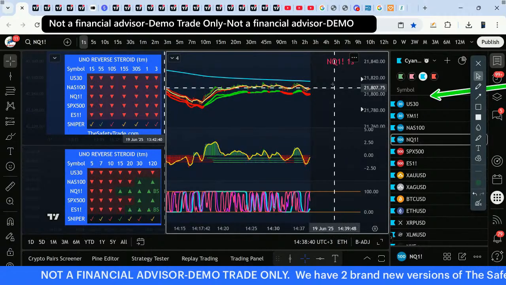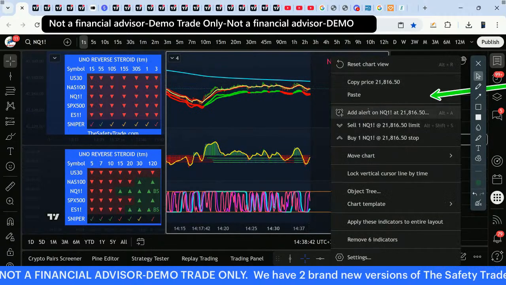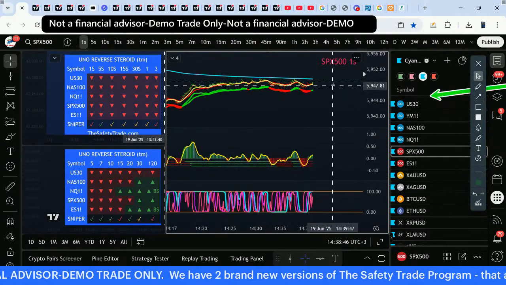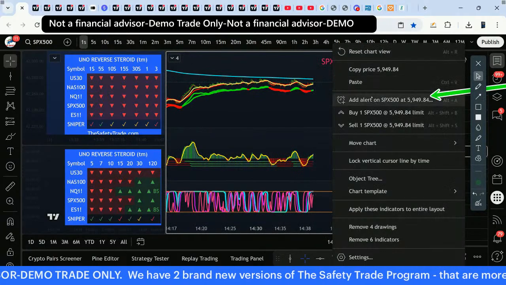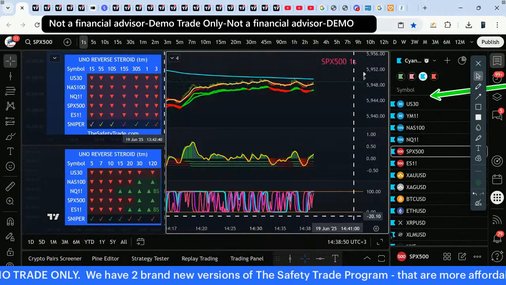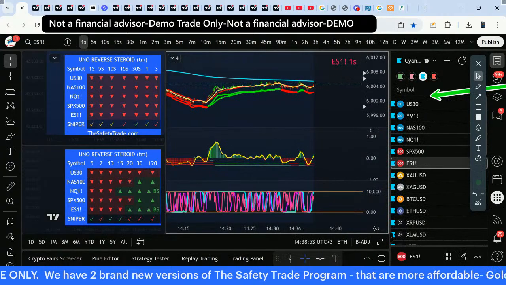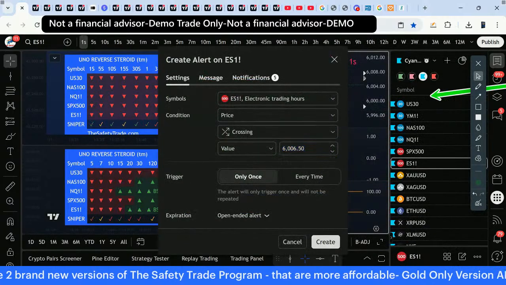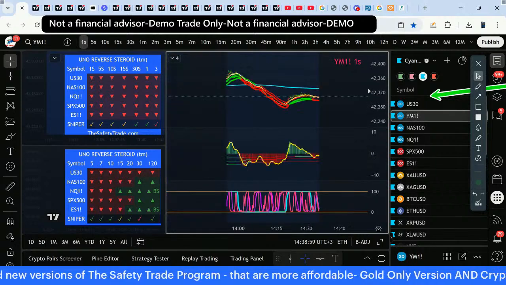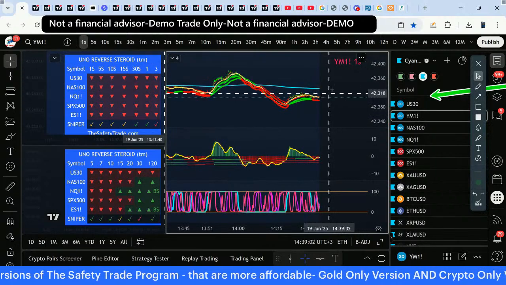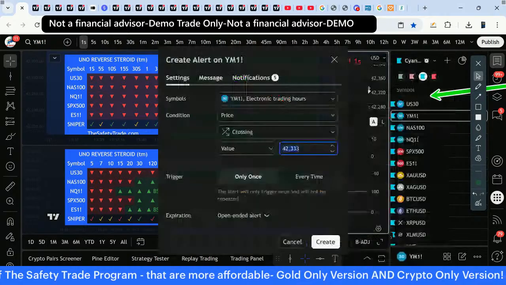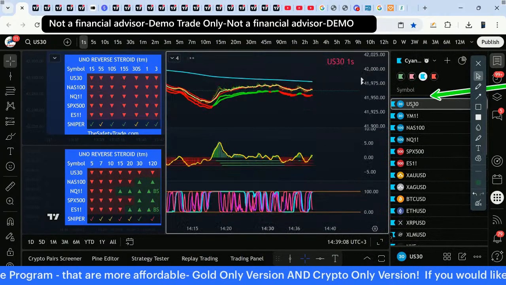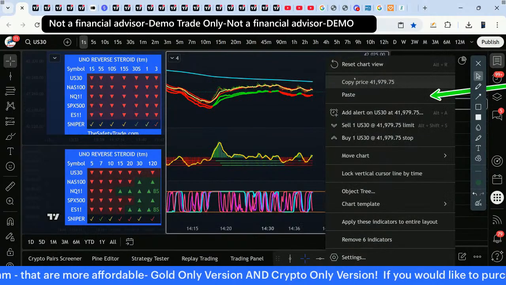Yeah. NQ1 buy stop to the blue line. SPX 500 1 second buy stop to the blue line. ES1, it's in the game. 1 second buy stop to the blue line. You can see the take profits as I throw up the alerts. YM1, 1 second buy stop to the blue line. We're just trying to grab the reversal, that's all. It's no rush, no big deal. You don't have to do this.